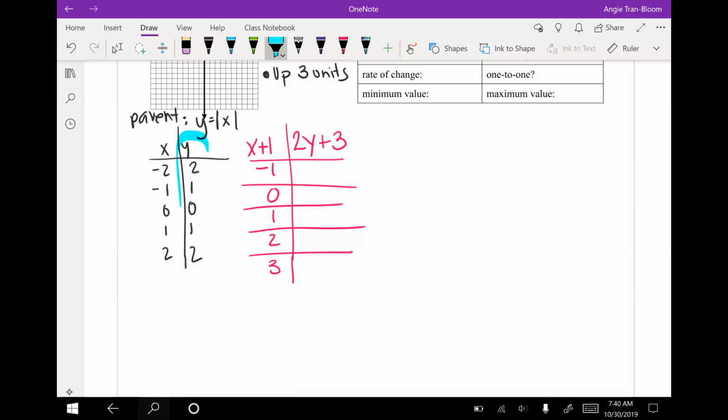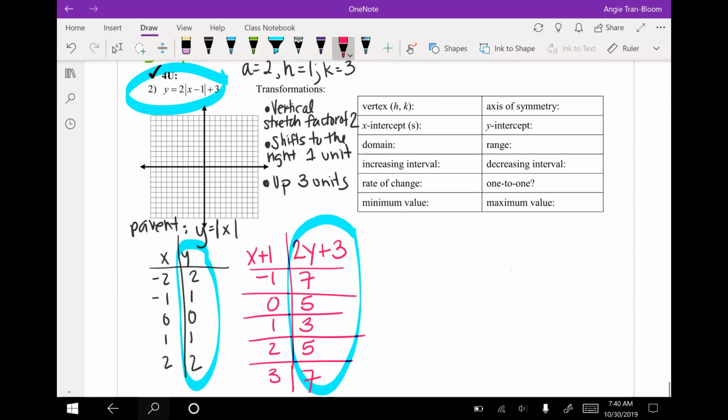Okay, we're going to take all these y's right here, and we're going to change it all right here. So we used to have a y at 2. 2 times 2 plus 3 is now what? 7. Next. 5. Next. 3. 5. And then? Are those okay? Very good. All right, let's plot.